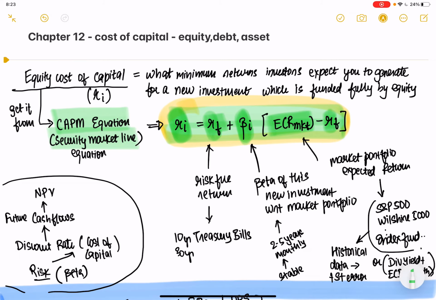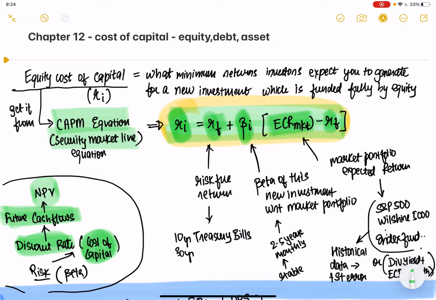So why are we doing this? We do this because we want to find out, is this investment a good investment? And the way we do that is by calculating an NPV. But NPV depends on your future cash flows, right? And those future cash flows have to be discounted. So what discount rate do you use? That's the cost of capital. So this is how it's connected.